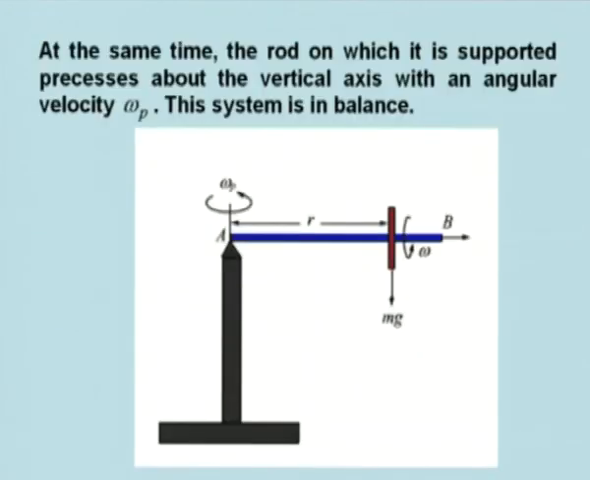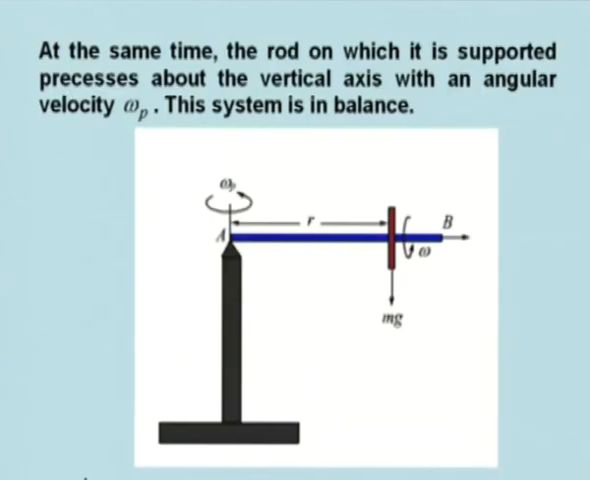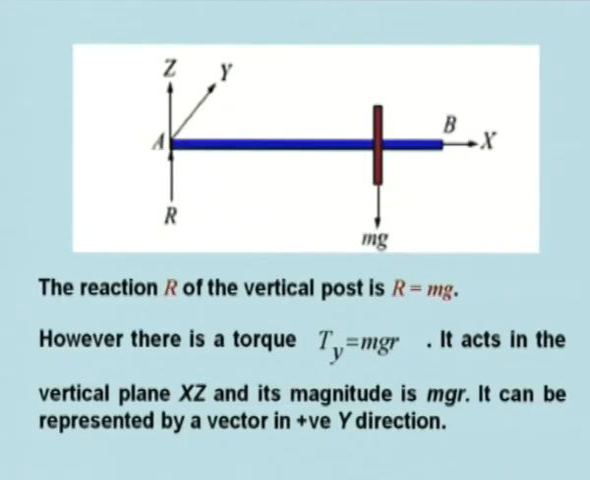The disk is spinning with an angular velocity omega, which is high, but at the same time the rod on which it is supported precesses about the vertical axis with an angular velocity omega p. The precession velocity, for the time being, you can assume is smaller than the spin velocity omega. Now this system is in balance. Why is it not falling downwards? We have to see this.